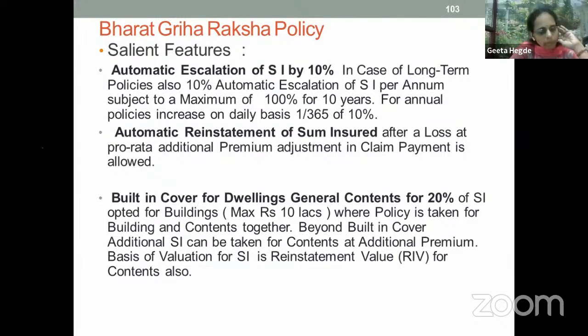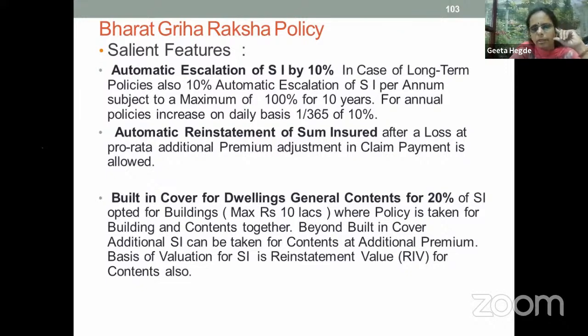However, if you are going for a long-term policy, your today's sum insured will not be correct for the next 10 years. It is going to increase. So you are taking a long-term policy, but your sum insured is remaining constant for 10 years, which may still become inadequate to replace that property. So there is an automatic escalation of 10% every year, so that by the end of 10 years, your sum insured becomes double and will be sufficient to cover the loss or damage, whatever happens in the currency of the policy over a period of 10 years.